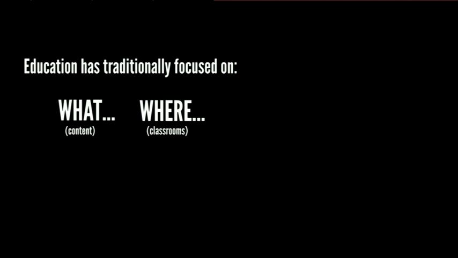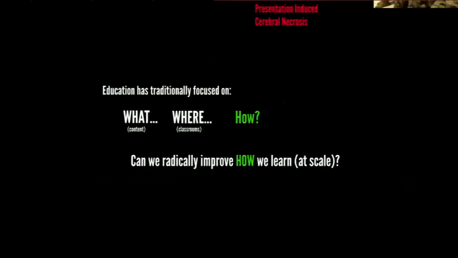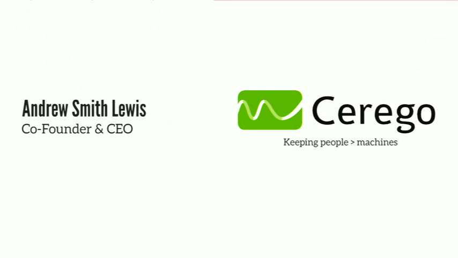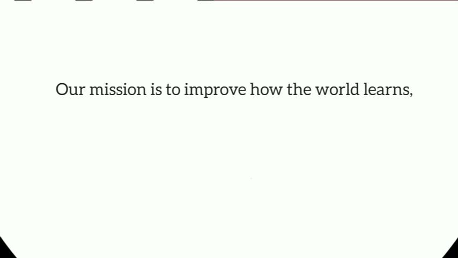So I think part of the reason we end up in those situations is that education is really focused on the what, the content, or the where, classrooms, but not on the how. And so what I'm very interested in is, can we radically improve how we learn at scale? And that's the mission of Cerego. So I'm CEO, co-founder of Cerego. We want to keep the people ahead of the machines, and our mission is to improve the way the world learns.